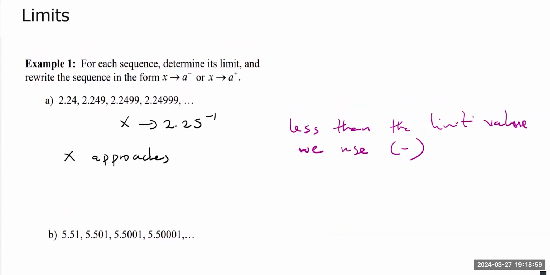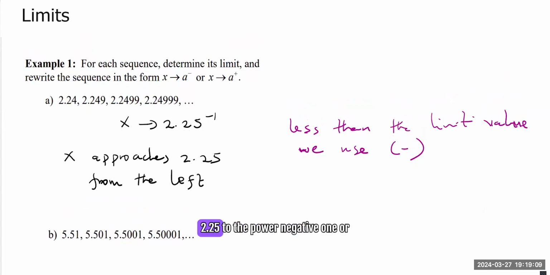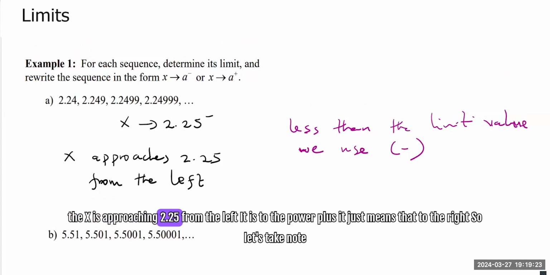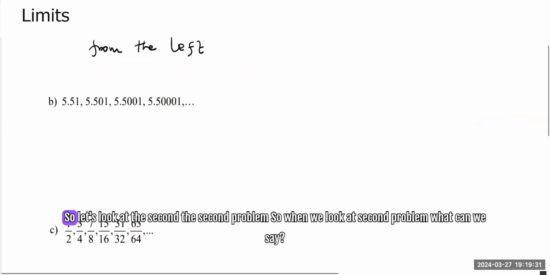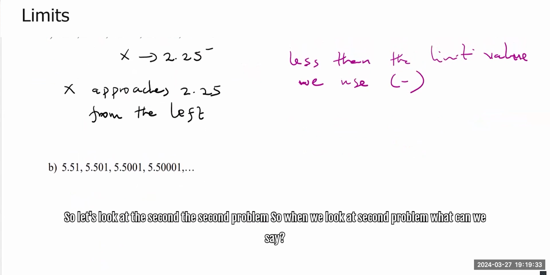All right. So how do we read this? We read this as x approaches 2.25 from the left, 2.25 to the power negative. To the power negative means that x is approaching 2.25 from the left. If it is to the power plus, it just means from the right. So let's take note. Thank you. So let's look at the second problem.